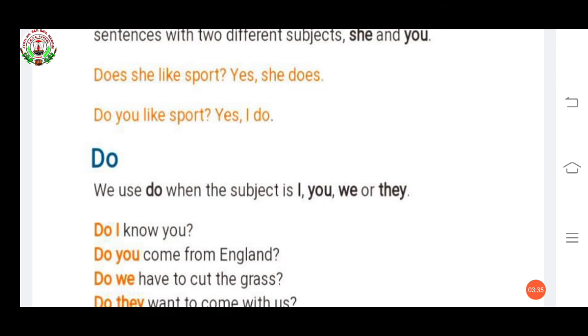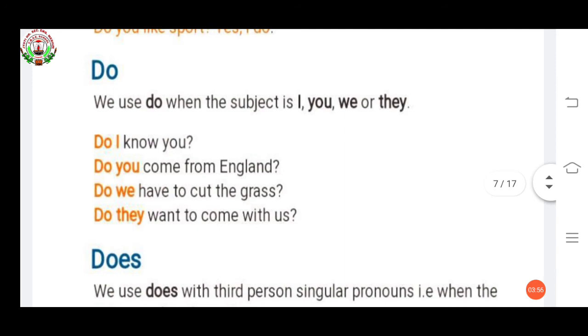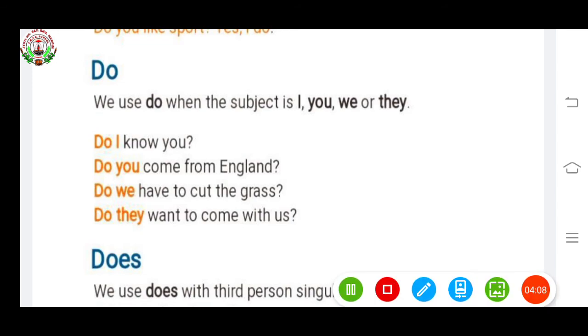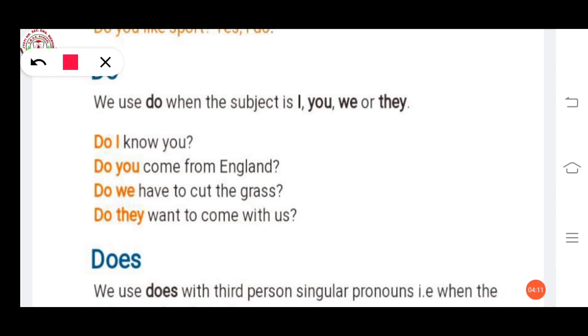Now see the second example. We use do when the subject is I, you, we or they, or any plural. Like, do I know you? Do you come from England? Do we have to cut the grass? Do they want to come with us? Here, the use of do is with I, you, we and they.